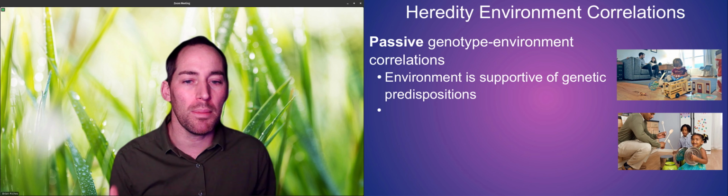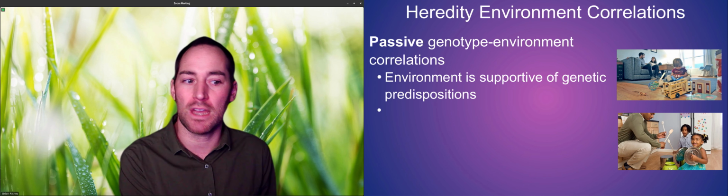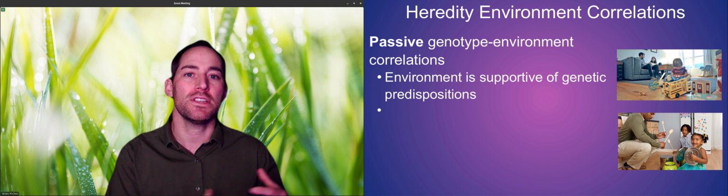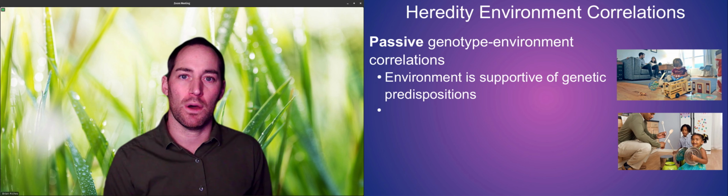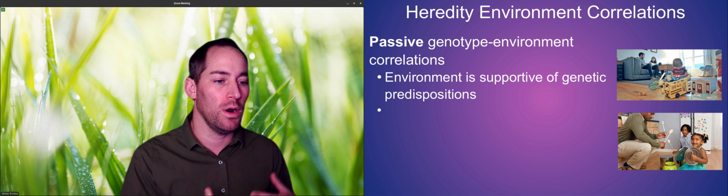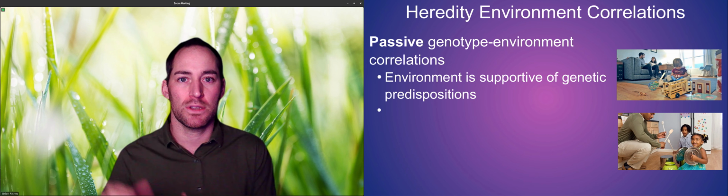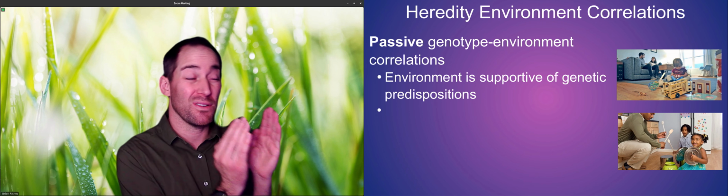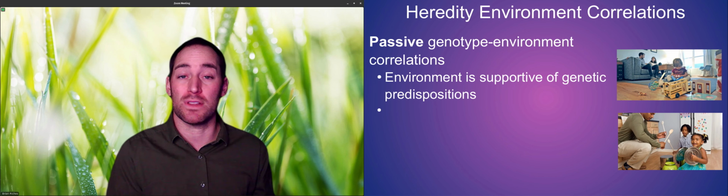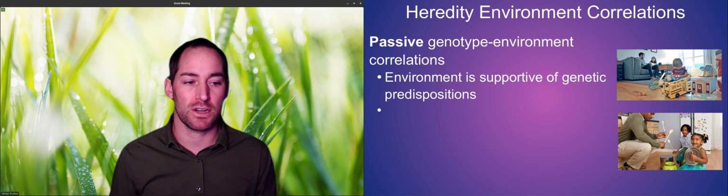So they will probably set up an environment for the offspring that is already supportive of those genetic traits, right? You'll have more musical instruments around the house, and you listen to music more often. So yes, you've got the genes for doing well with music, but your environment is passively, without you doing anything, already supporting those genetic traits.